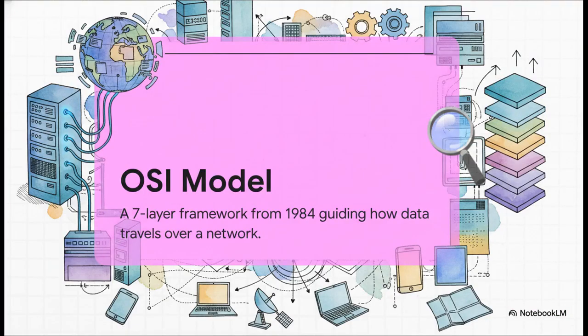So, what is it? Developed way back in 1984 by the International Organization for Standardization, this framework is basically the ultimate universal reference guide. It's the reason that entirely different computers, maybe built by totally different manufacturers on opposite sides of the planet, can actually understand each other and communicate seamlessly. Honestly, without it, the internet as we know it simply wouldn't exist.